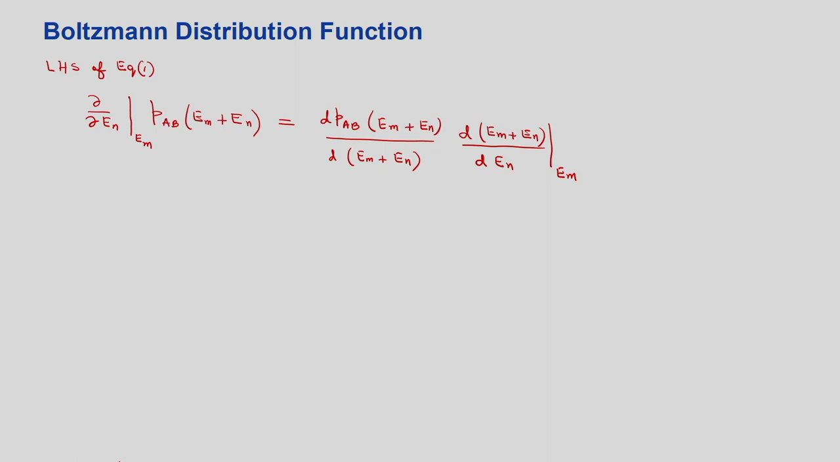Okay. So converting the partial derivative to a full derivative, keeping EM constant, the factors just cancel out. What we are left with is only this expression: d of PAB of EN plus EM divided by d of EM plus EN. So this is, let's say, equation number 2. Now we come to the right hand side of equation 1.